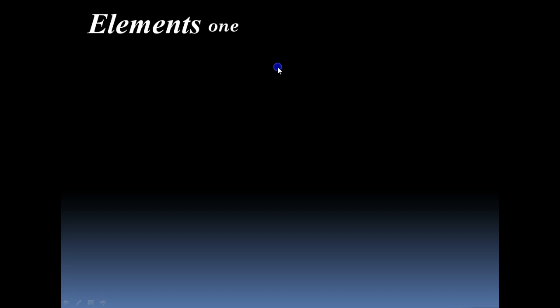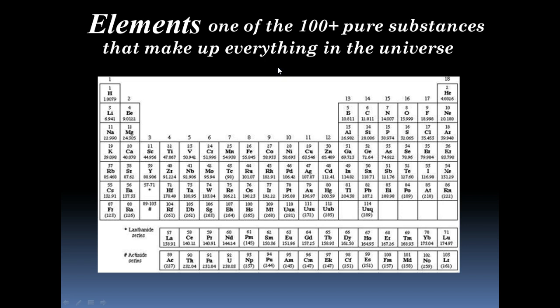Alright, the first thing are elements. Elements are one of the 100 or more pure substances that make up everything in the universe. Here's a picture of the periodic table that you were given in the Intro to Clinical Laboratory Science course. We don't expect you in the clinical chemistry course to memorize all of this, but we do want you to be familiar with what some of these numbers mean. Specifically, the gram molecular weight that you see underneath each element.